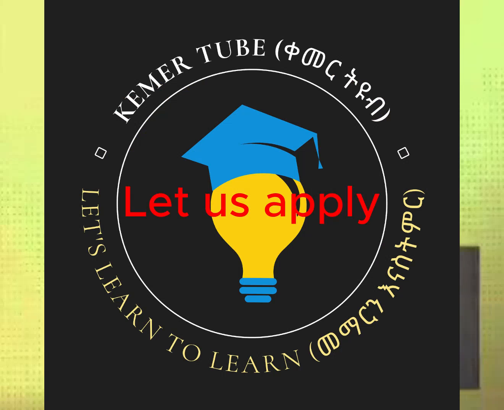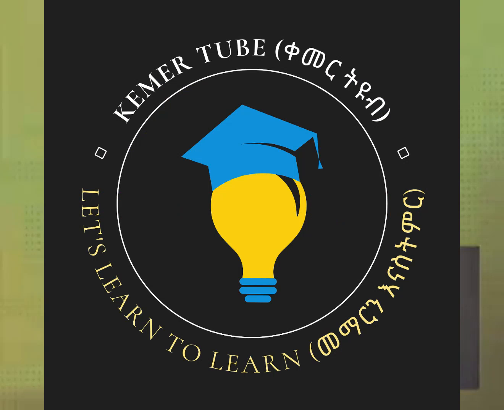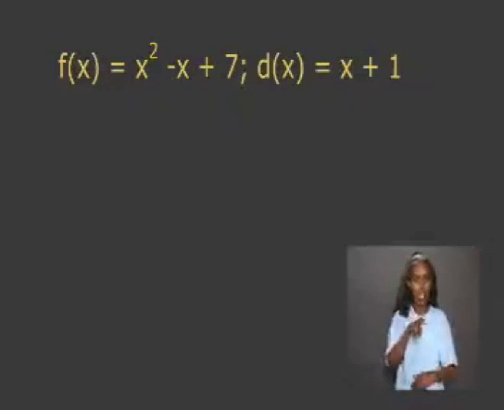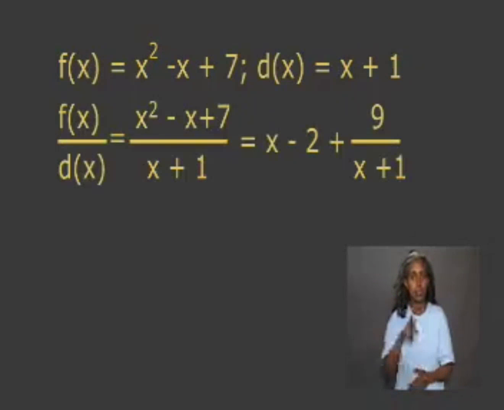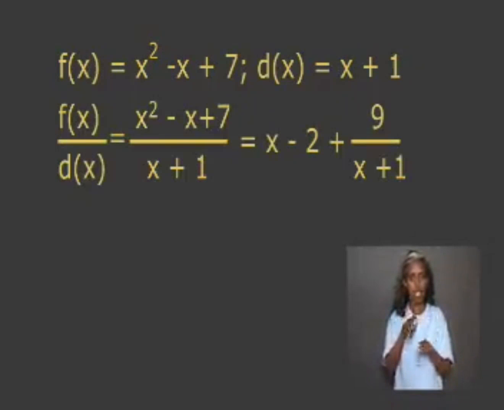Let us apply this principle to our last example. If you remember, f of x was x squared minus x plus 7. d of x was x plus 1. The polynomial division theorem states that f of x divided by d of x is equal to x minus 2 plus 9 over x plus 1.